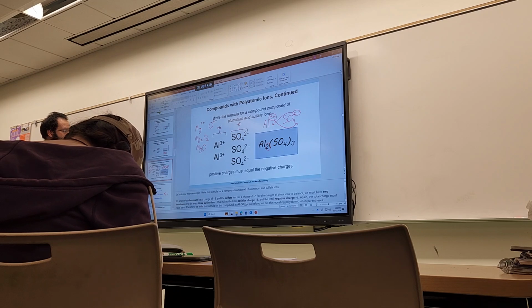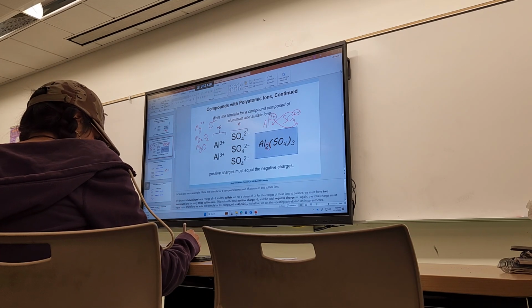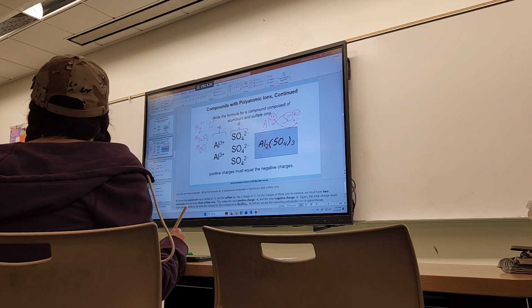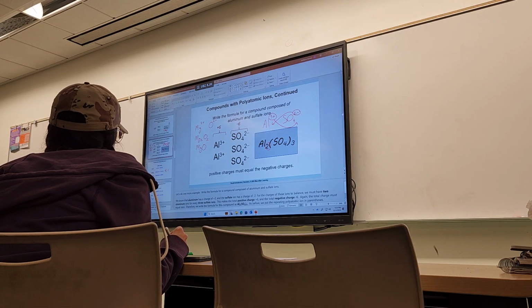Now the only rule, if you are going to be using the swap, is if both of them are even numbers, for example 2, 2 or 4, 4, you're going to divide by 2. Or even 3, 3, you're going to divide by 3. You have to have the simplest ratio.